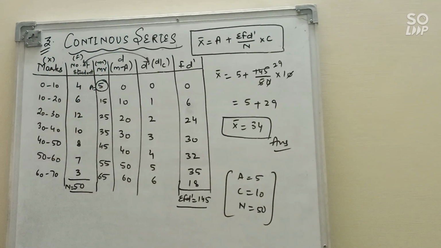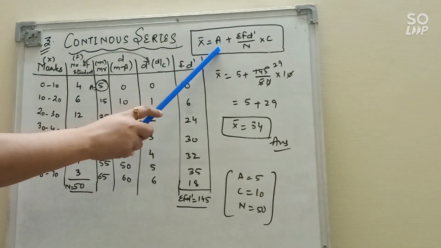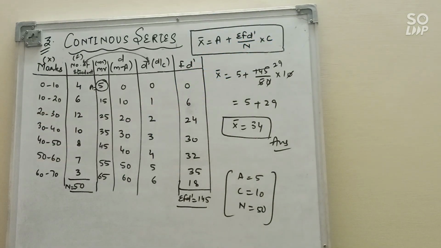In continuous series also we have the same formula as we have done in discrete series, that is mean is equal to A plus sigma f d dash upon n into C. Let's take one example and do one question under continuous series. A continuous series is a series in which we have classes and frequency. So classes we have, that is marks and number of students. This is the question. So what is the difference between continuous and discrete? In discrete we have X series in simple values, and in continuous series we have classes.